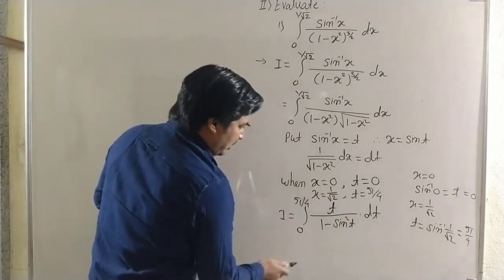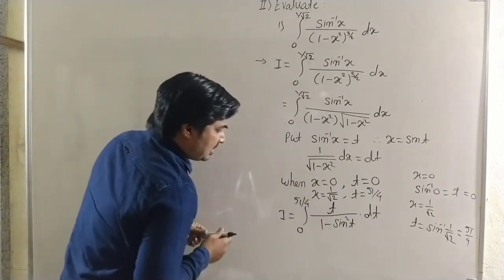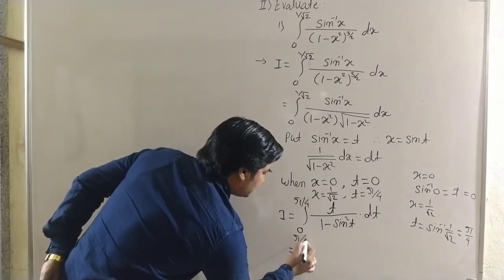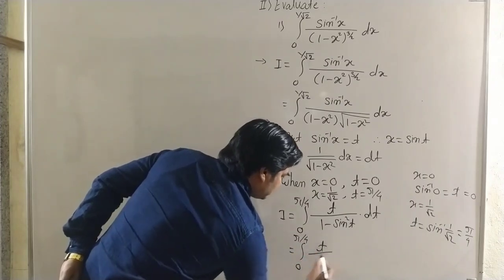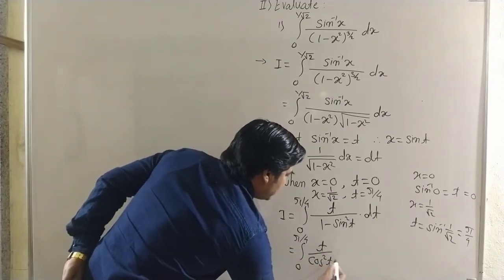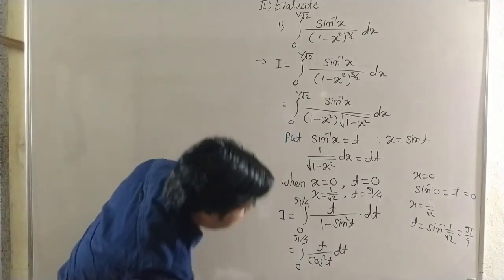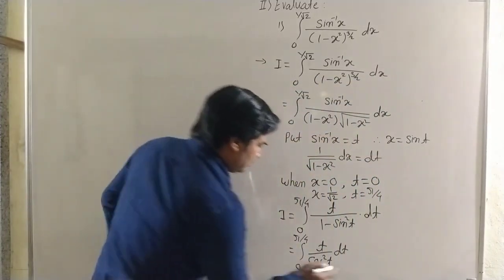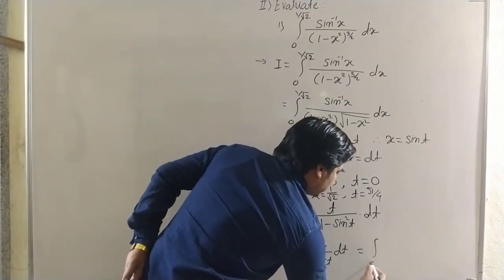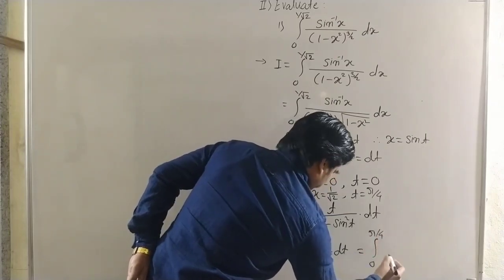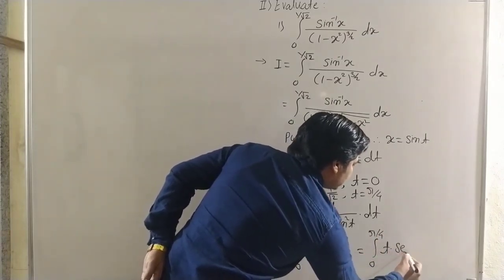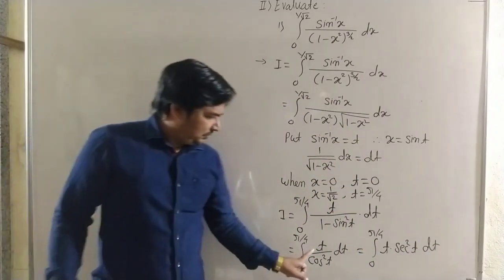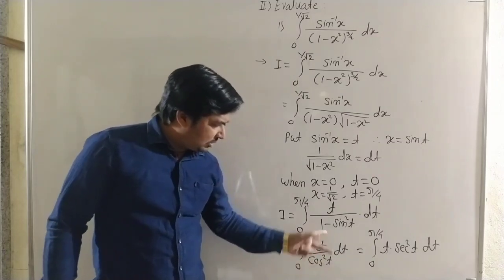Here integral 0 to pi by 4, t upon 1 minus sin square t, and then it is integral 0 to pi by 4, t upon cos square t dt. 1 minus sin square t is cos square t. Now this can be written as integral 0 to pi by 4 of t into sec square t dt. Carefully see, t upon cos square t, and 1 by cos square is sec square.